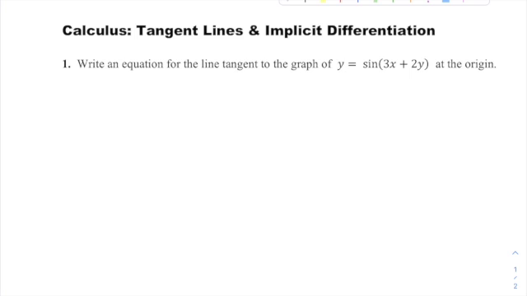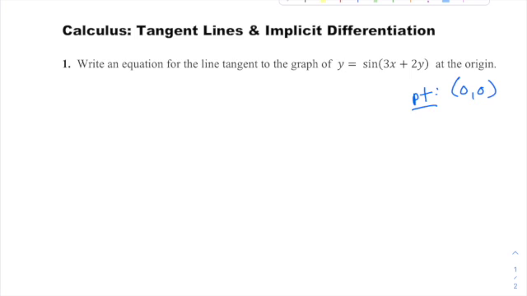So number one here, write an equation for the line tangent to y equals sine of 3x plus 2y, the line tangent to that at the origin. So of course the origin is just another way of saying the point 0, 0. And as always, when you write the equation of a tangent line, you need two things, right? You need the point and you need the slope. And I got the point now, x and y, 0, 0, and my slope is going to come from the derivative, right?